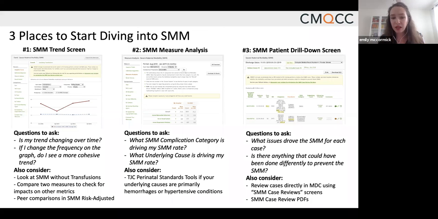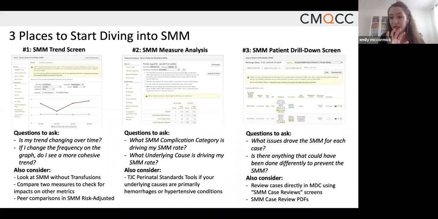Another place is the measure analysis section. So looking at the complication category and then diving into the underlying cause to see what's driving it. And then lastly, the patient drill down screen. So what issues are driving the specific case? And is there anything that could have been done differently to prevent this SMM? And so this is where we really want you to take those case review tools and start applying them to identify the opportunities for improvement.